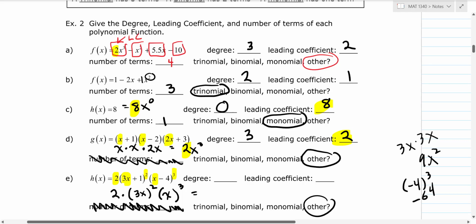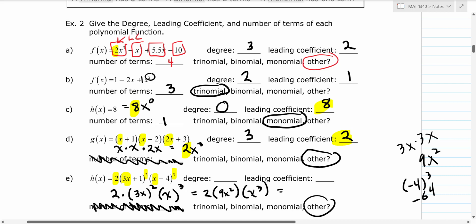So what you're going to have now is 2 times 9x squared times x to the third. Okay. Because you're just doing x times x times x is x to the third. Okay. What do you get when you do 2 times 9x squared times x to the third? What do you think? 2 times 9 is 18. x squared times x to the third is? Yeah, x to the fifth.